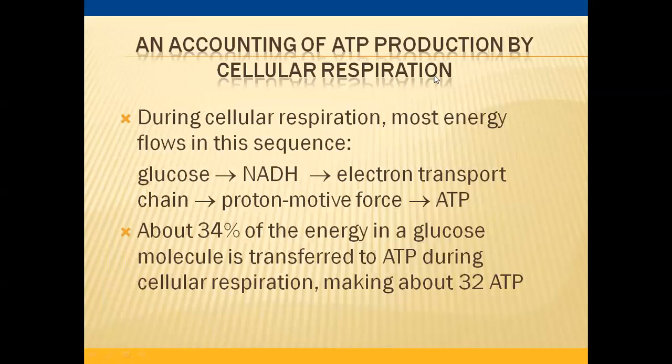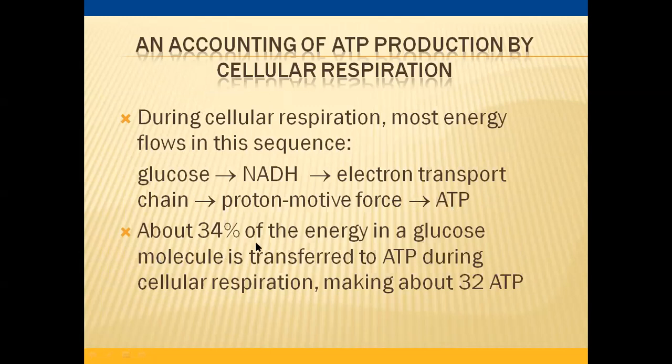Now, the account of ATP production by cellular respiration. During cellular respiration, most of the energy follows this sequence. Glucose leads to NADH being formed, and FADH2 also will be formed. The NADH and FADH2 transfer electrons to the electron transport chain, and protons also will be there. So proton motive force will be created by the electron transport chain. When the electrons are transported by this chain, protons will be motivated and get force. That force will be utilized in synthesizing ATP.